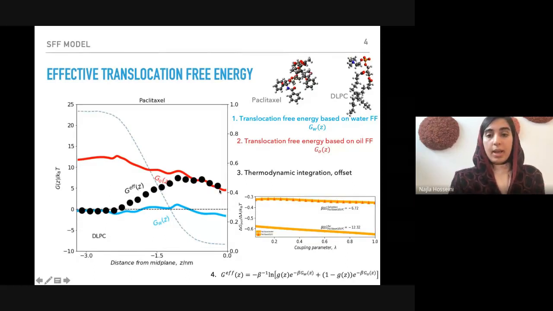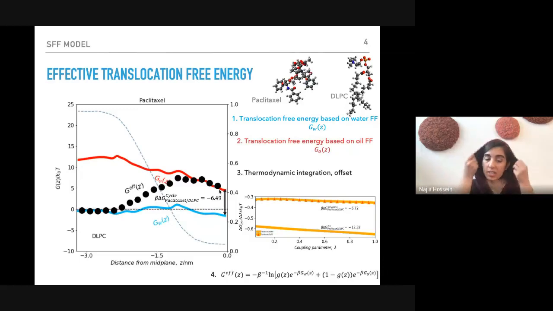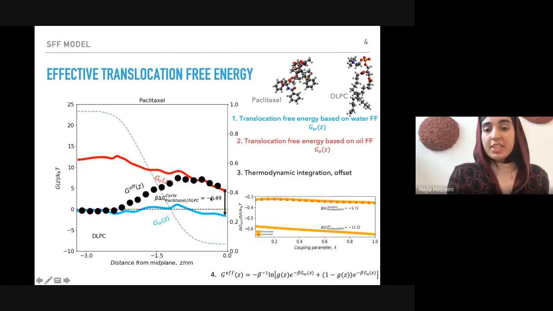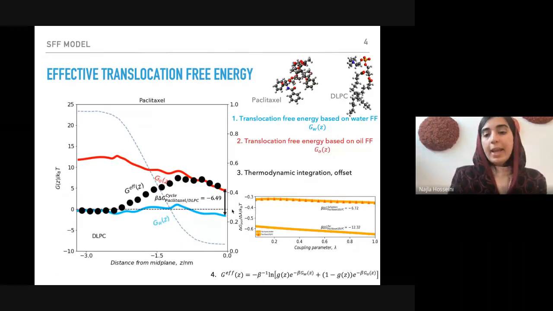and gradually we can switch from this state to the other one to consider the changing partial charges based on the environment. The important point that I should mention here is the difference of these lines and translocation free energies in the mid plane. We can obtain it here also to compare it with the thermodynamic integration of the drug in the mid plane of the membrane, to be sure about the accuracy of the translocation free energies. It's like proof for this simulation. And here we got it, the error is less than 1%.